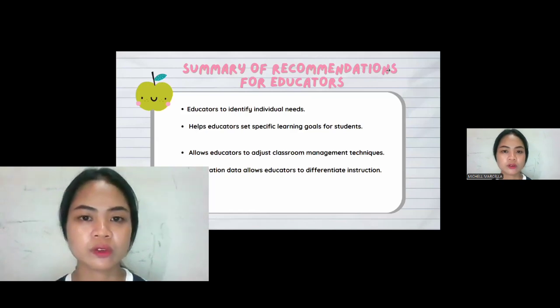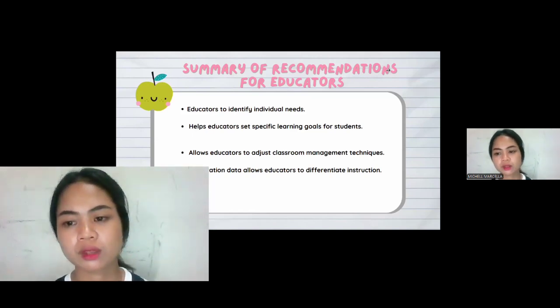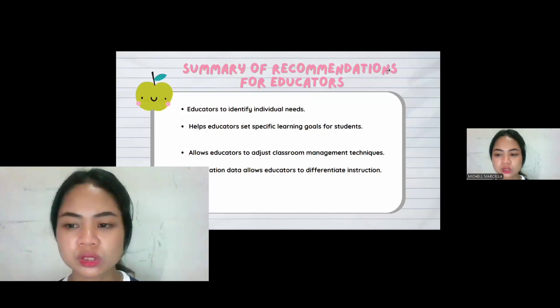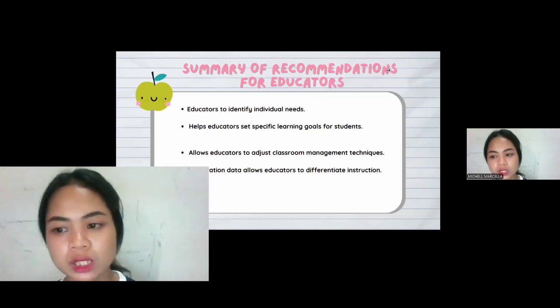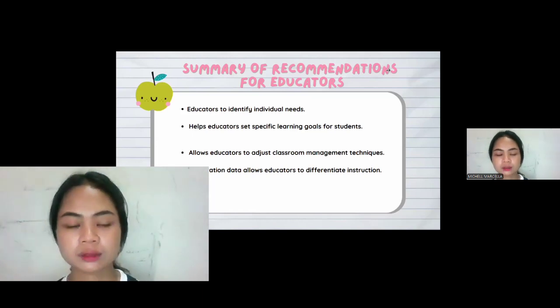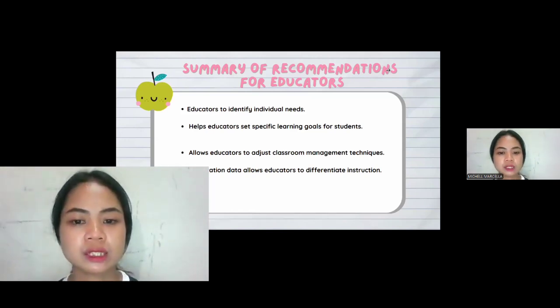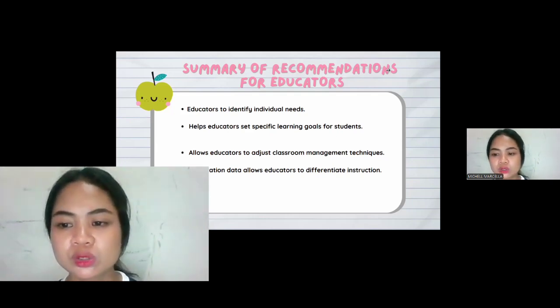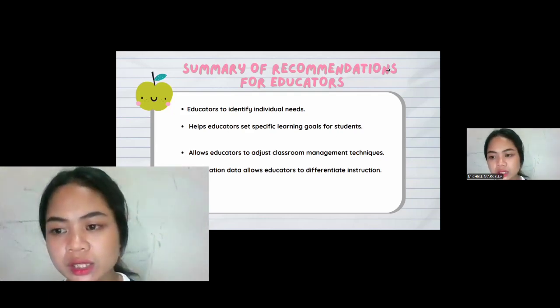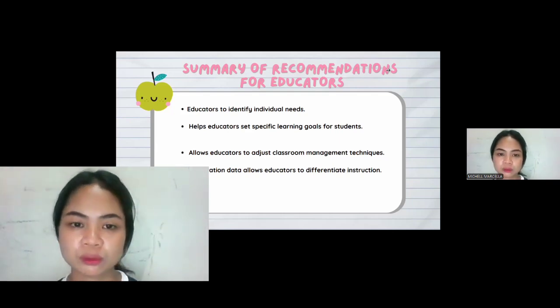Okay, the summary of recommendations for educators. First of all, educators can identify individual needs by observing how children engage with peers. Educators can gain a deep understanding of each child's learning style. The second is to have educators set specific learning goals for students. As we know, through ongoing observations, teachers can track a child's progress and identify where children need to improve.